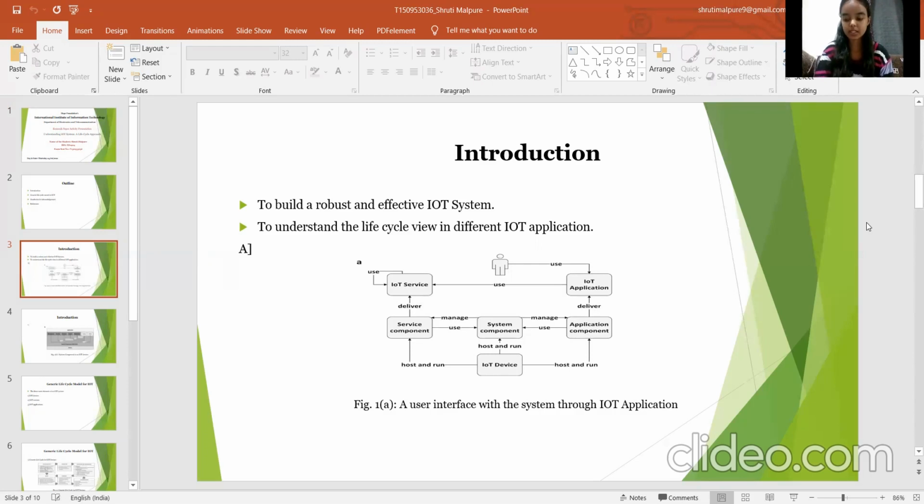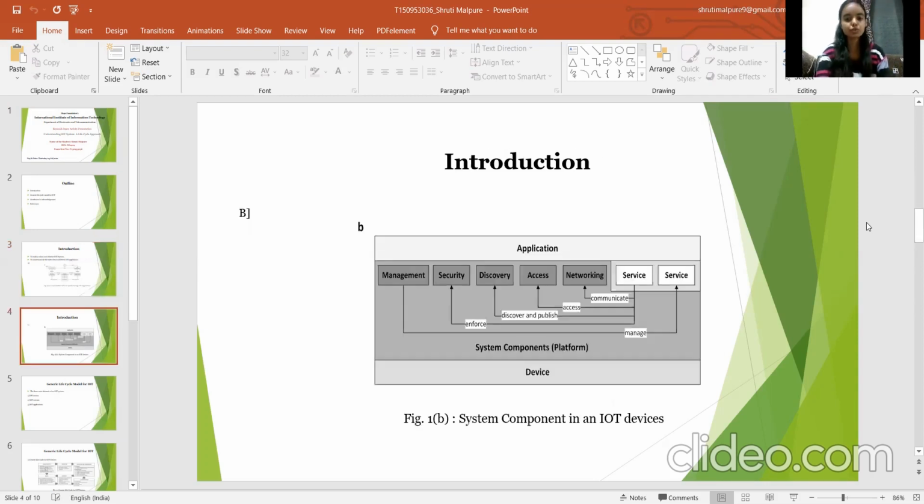An IoT application is established by collaborating with IoT services. The IoT services and applications are delivered by software components, that is, service and application components that are beside the IoT device and IoT device host and run system components that are used by both services and application components to perform the system related task. A system component also manages, that is, installs, starts, stops, and uninstalls services and application components.